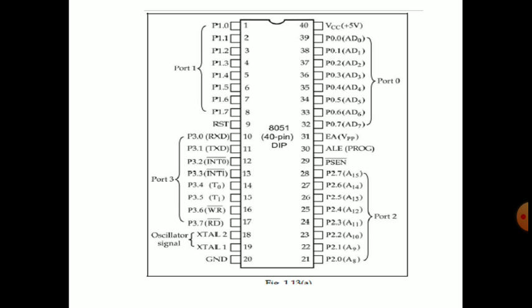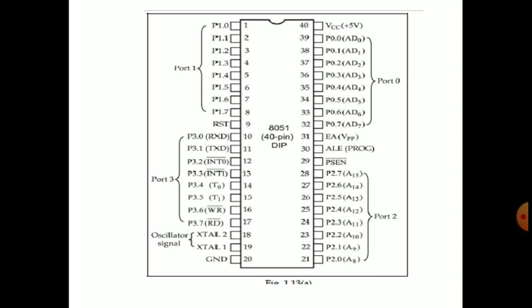Next, pin number 10 to pin number 17. If you see, it is port 3, port 3.0 to 3.7. And this is the important port because it has multiple functions, multiple pins, multiple functions assigned to this particular port.